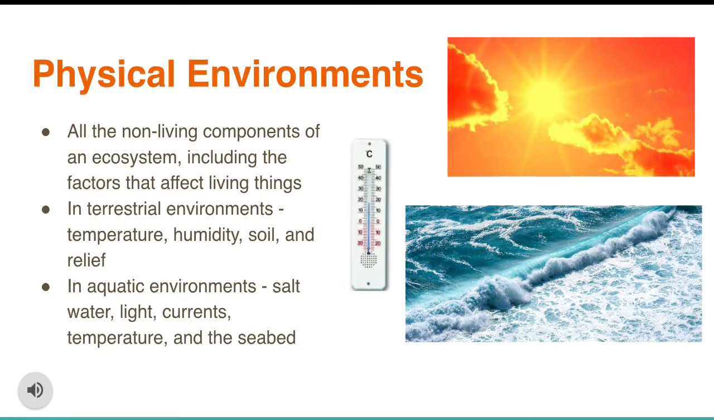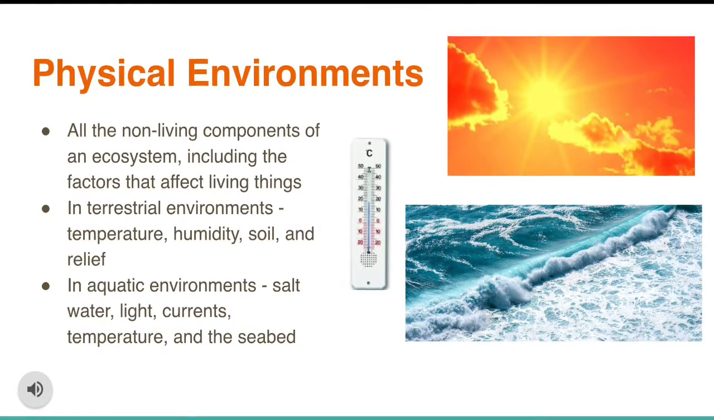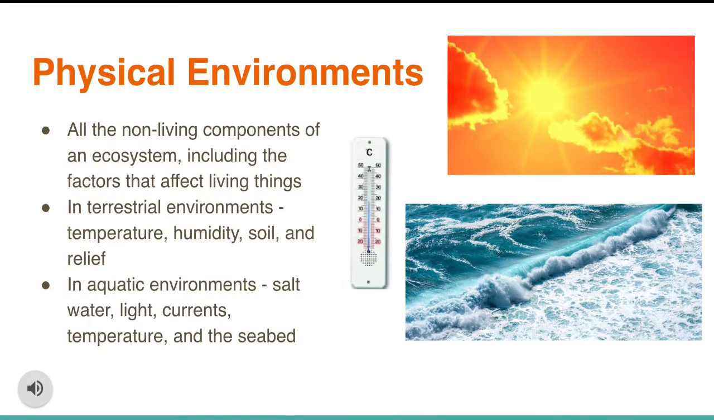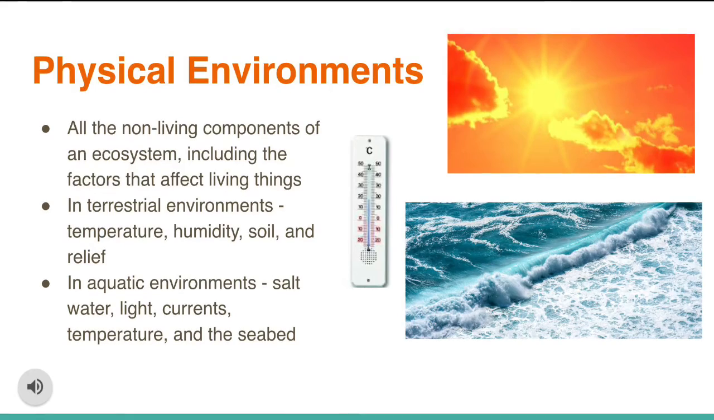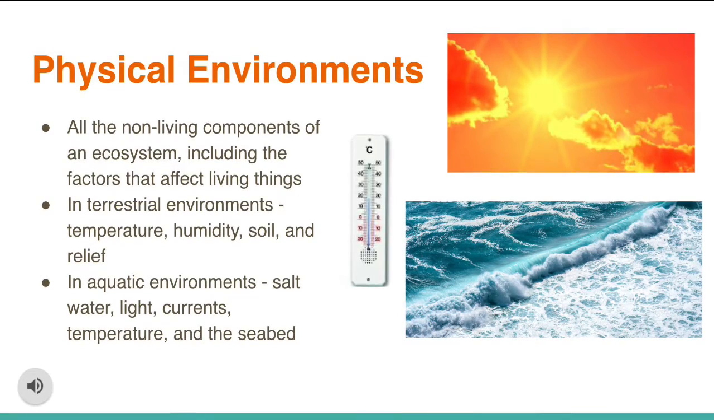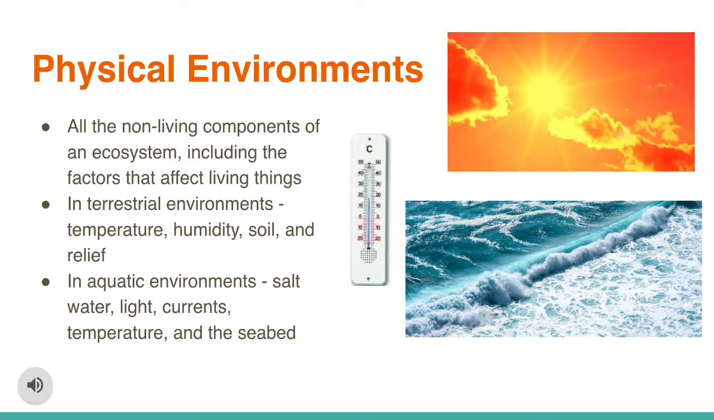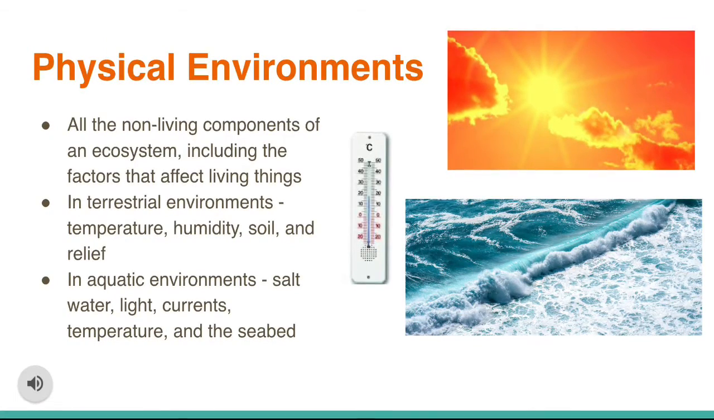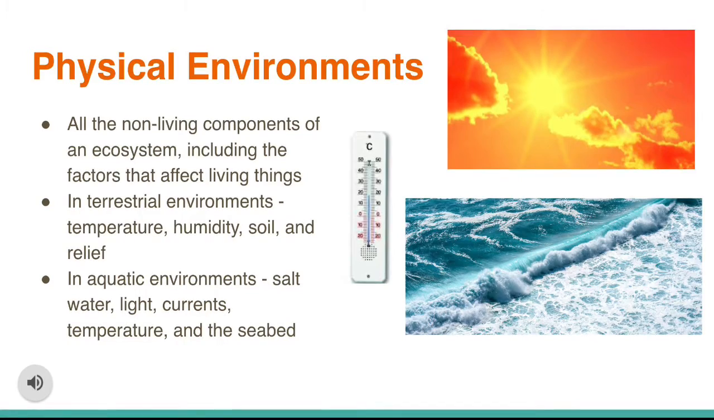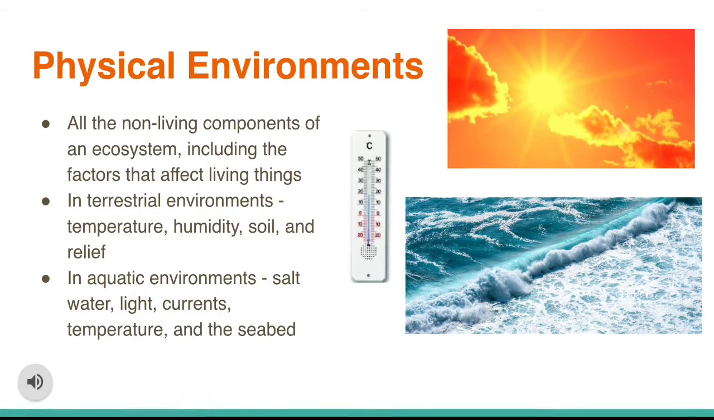Physical environments. All of the non-living components of an ecosystem, including the factors that affect living things. In terrestrial environments: temperature, humidity, soil, and relief. In aquatic environments: saltwater, light, currents, temperature, and the seabed.